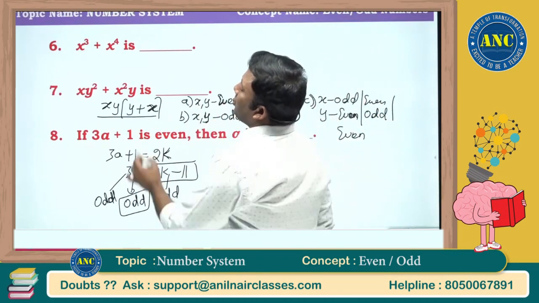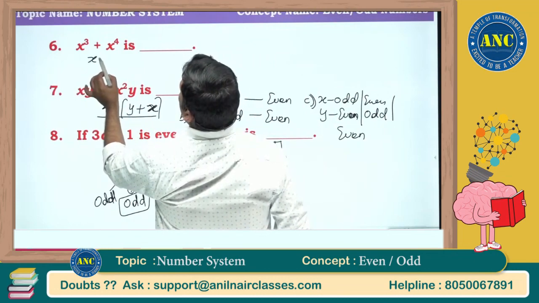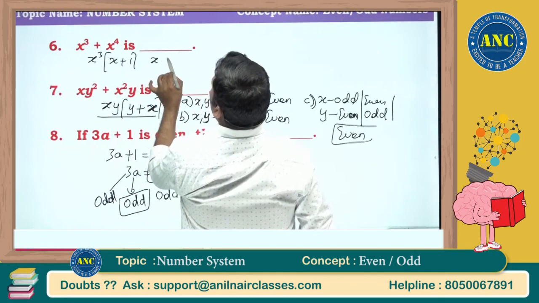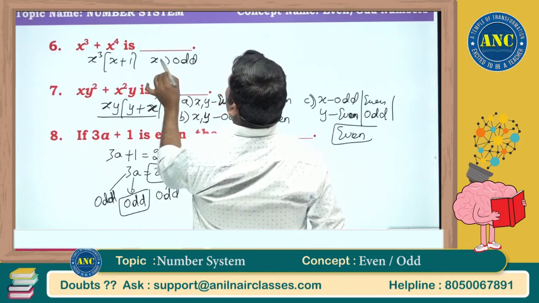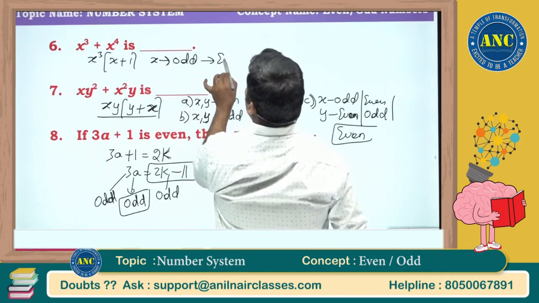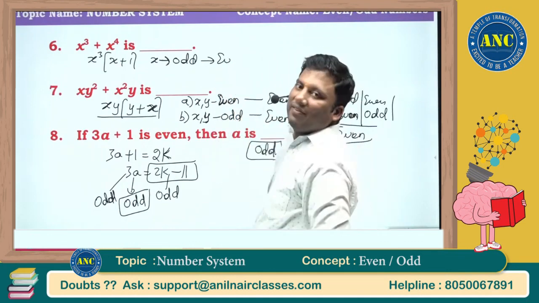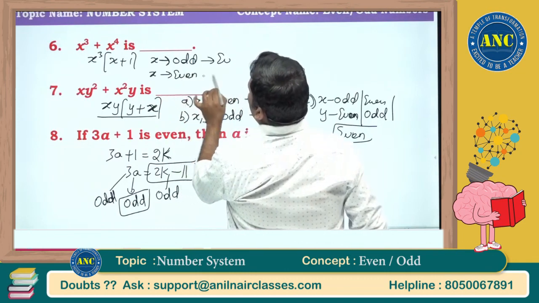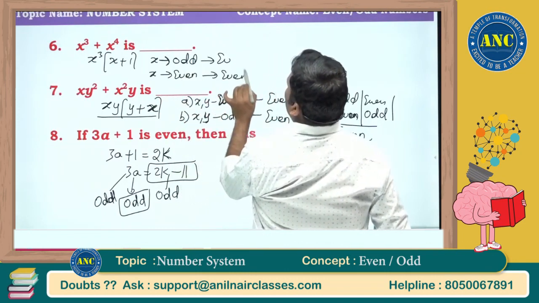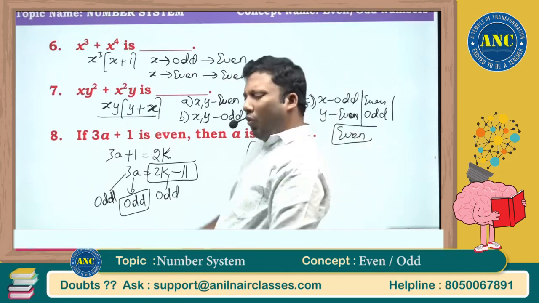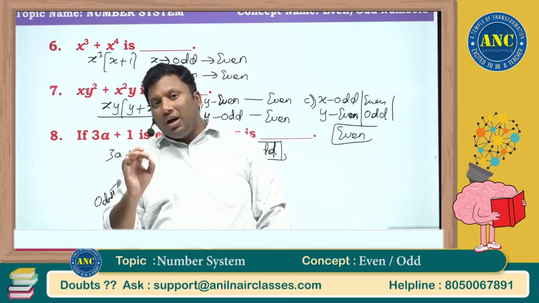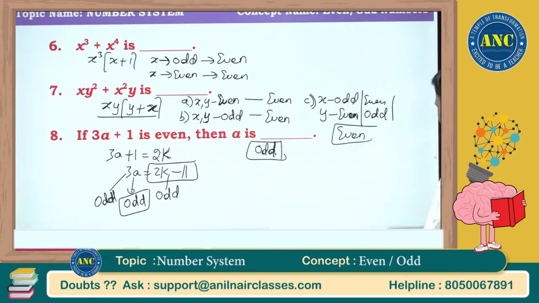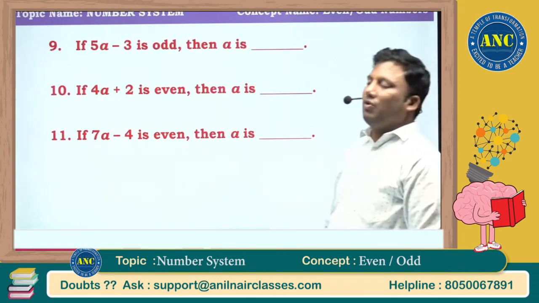7th one. x cube plus x power 4. If x is odd, odd plus 1 will become even. Even into any number, the answer is even. If x is even, even power any number is even, even into any number is even. These kinds of questions are quite familiar and come repeatedly in your examination. 6th, 7th and 8th, you can take some dummy values and do it also.